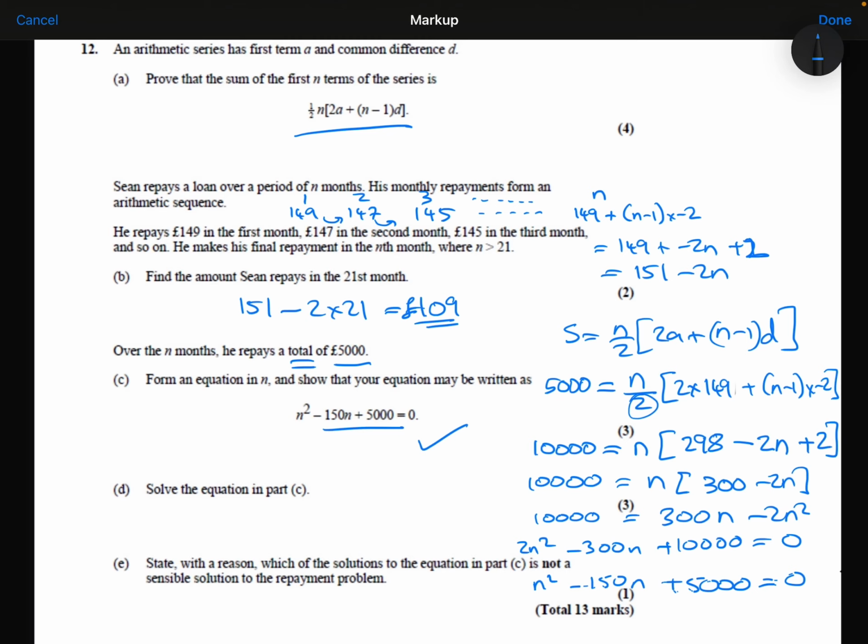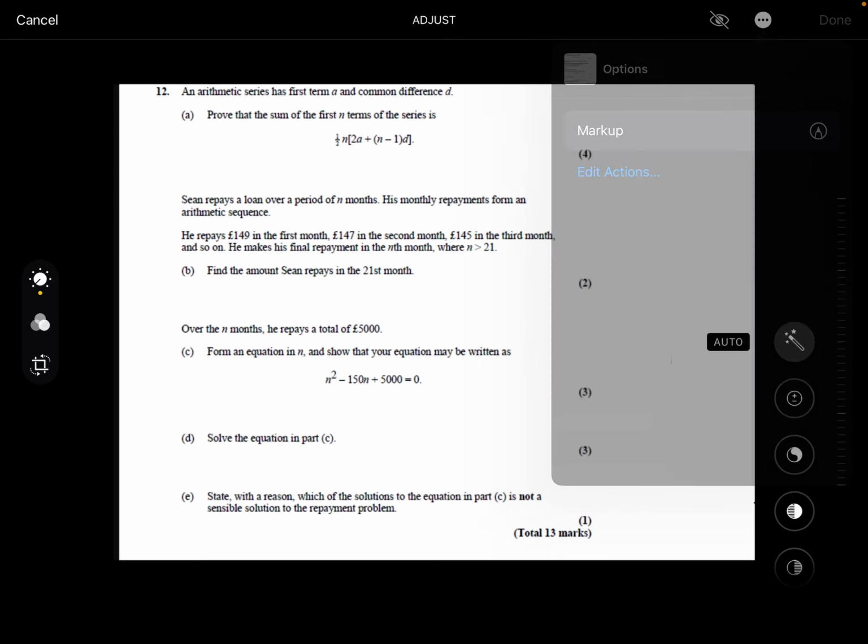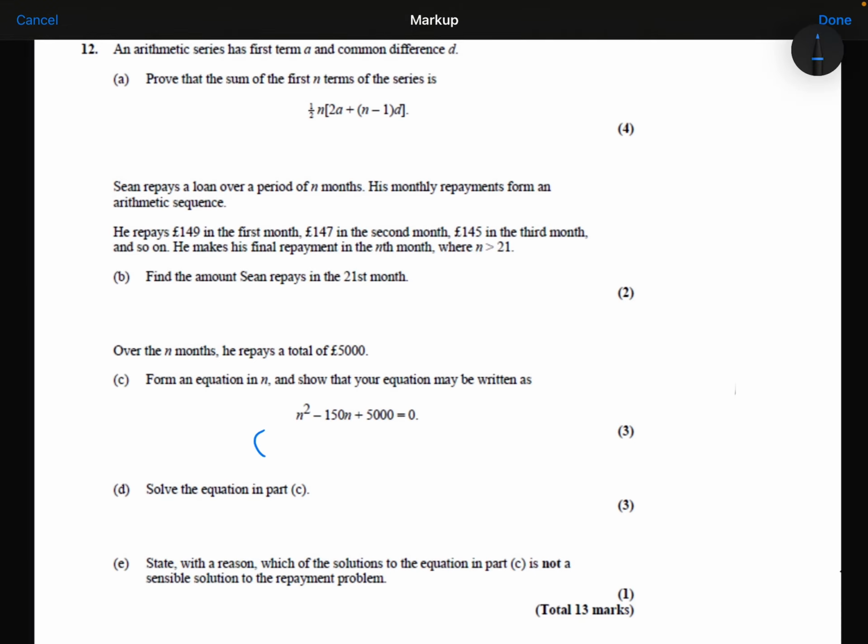Part D. Solve the equation in part C. So let's factorise this if we can. So two numbers that multiply to make 5,000 and add to make 150. They're going to be 100 and 50. So therefore either n is 100 or n equals 50. So we've got two answers. Sean is repaying the loan after 50 months or 100 months.